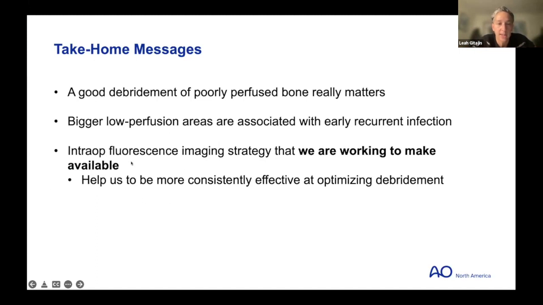And we're working on making these intraoperative fluorescence imaging strategies available. We're using a device that is currently available. Most plastic surgeons have SPY-FI or SPY Elites in their operating room. And so we're working on tailoring the software so that it gives us images that will actually be helpful for us to apply those same tools that we already own to orthopedic surgery.